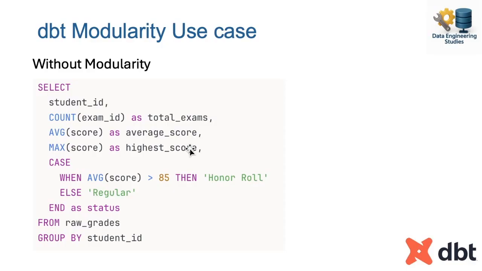If the average score is greater than 85, we are giving honor roll status. Else, we are marking as regular. Finally, we are grouping based on the student ID.